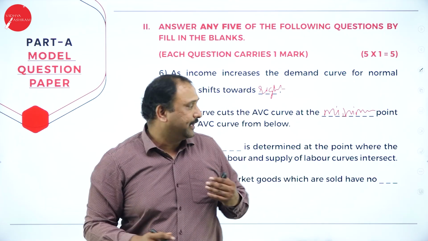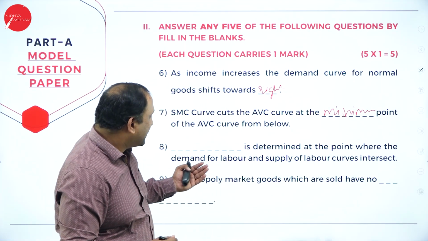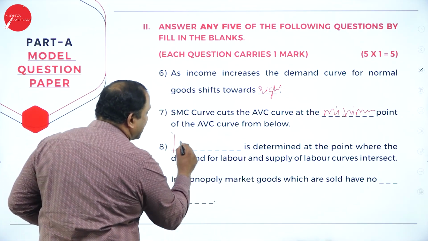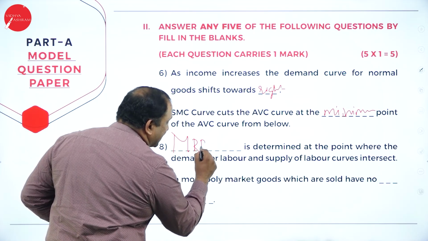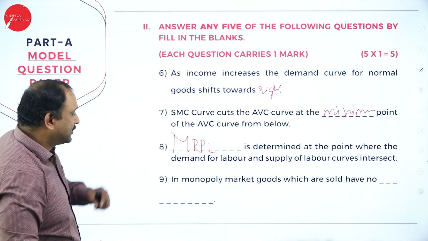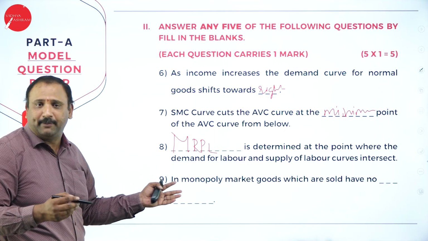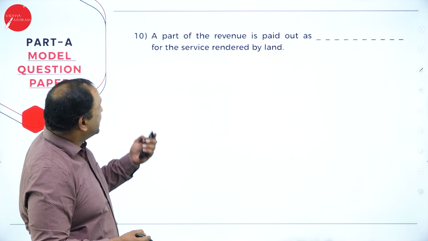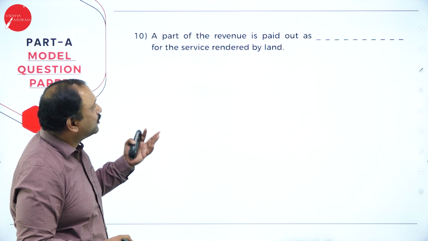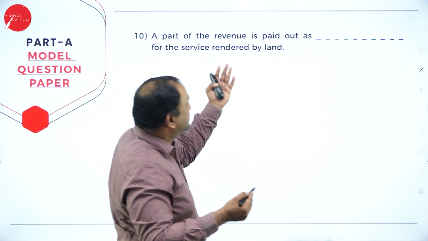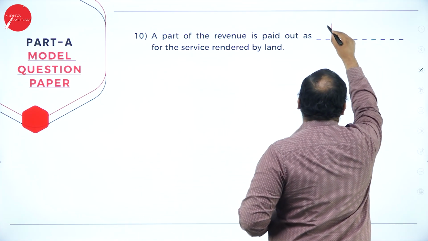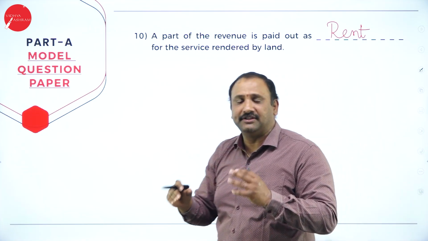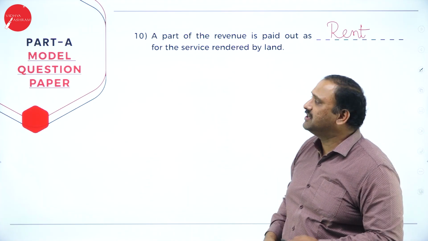Now, question number 8: dash is determined at the point where demand for labor and supply meet. This is the MRPL, minimum wages, the rate factor that comes into the picture. So that's what gets defined. In a monopoly, no need to worry because we are not having it right now in the syllabus. Now let's move on to the next question. As a part of revenue that is paid out for a service, what would be paid out for a service rendered by the land? Automatically, it would be called rent. So rent is one of the most important things that is being paid as a part of the service.